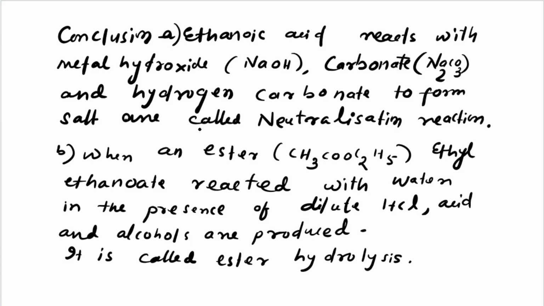Then what happened? Again see, ethanoic acid reacts with metal hydroxide, carbonate and hydrogen carbonate to form salt, and that reaction is called neutralization reaction because acid is neutralized. When an ester, ethyl ethanoate, is reacted with water in the presence of dilute HCl, acid and alcohol are produced. That means ester, just the opposite, the reverse reaction: you heat it with water in the presence of dilute hydrochloric acid, and what is produced? Acid and alcohol are produced.